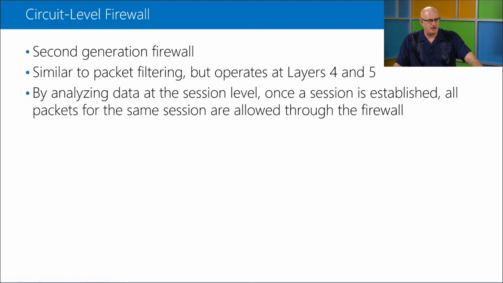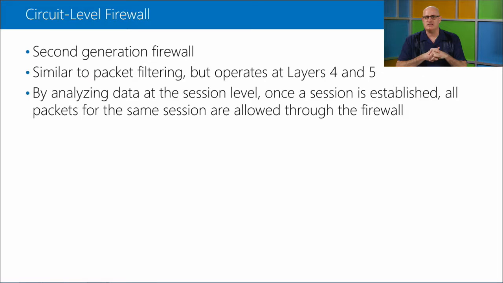Circuit level firewall. Second generation firewall, similar to packet filtering, but operates at layers 4 and 5. It analyzes data at the session layer. So once a session is established between two devices, all packets for that same session are allowed. So once a client and a server have established communication, then it allows all of that communication to go through.